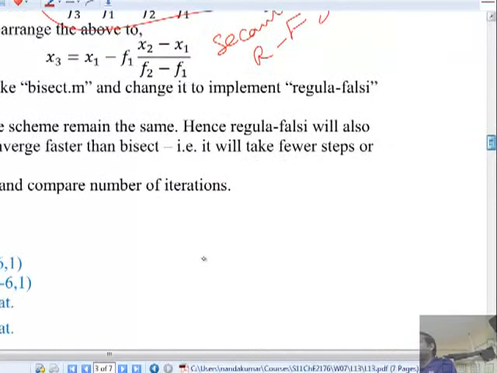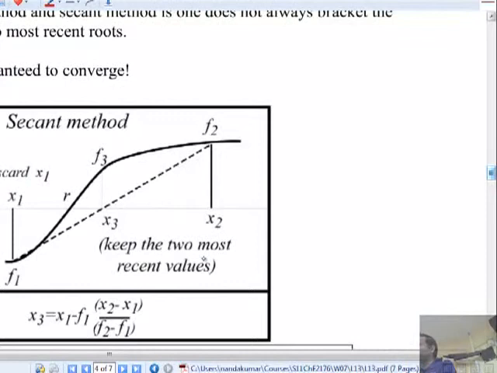So we will be able to get the relationships between x1 and x2, right? Even though you are not always checking to keep only the two values that are on either side of the root, it will still converge. The secant method will still converge, but it is not guaranteed to converge. Okay? Sometimes it may blow up. And we need to understand when it will blow up and what are the reasons for which it will blow up. Okay? So the key change is two most recent values are kept.